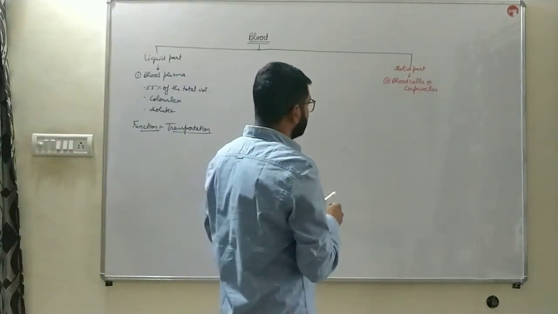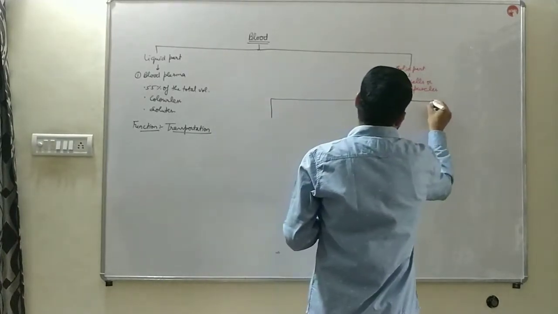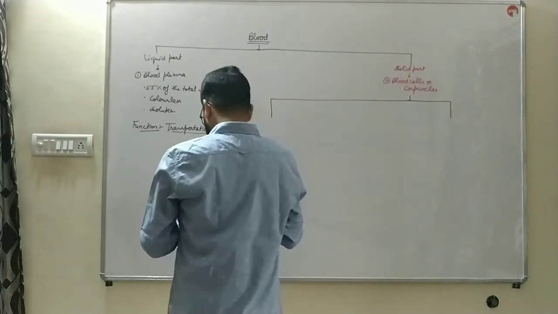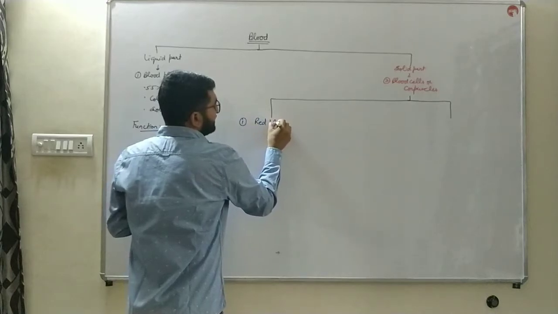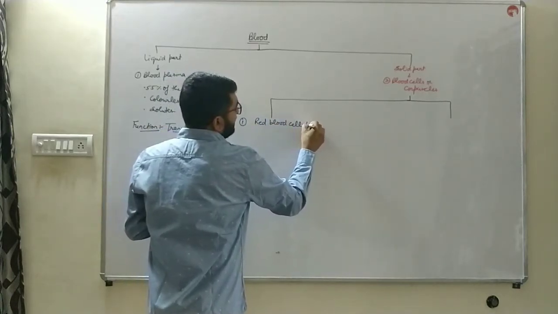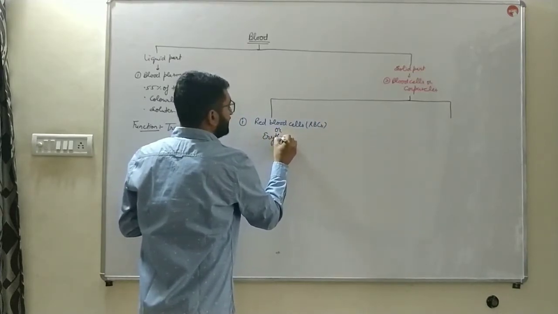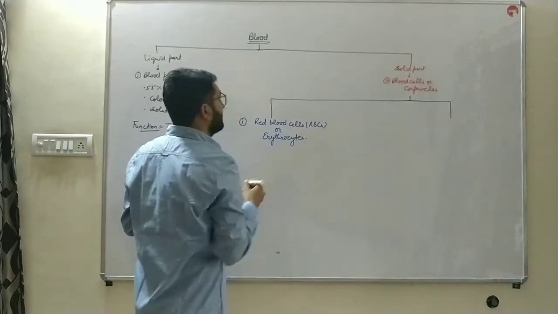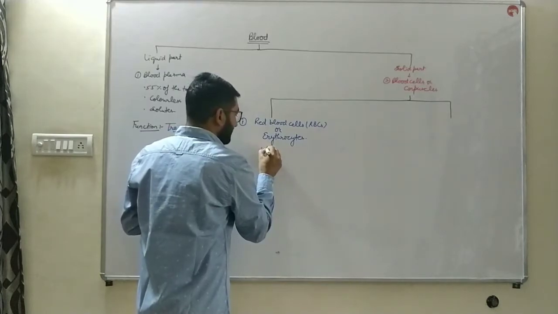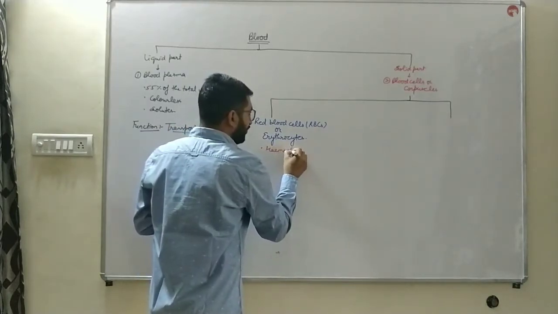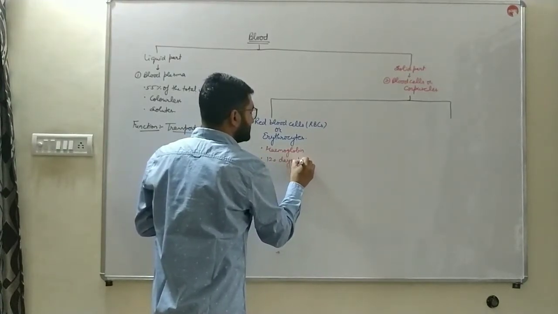Next, the blood cells. The blood cells are of three types. The first one is red blood cells, abbreviated as RBCs or erythrocytes. RBCs are red in color because they have a red color pigment known as hemoglobin. Their lifespan is approximately 120 days.